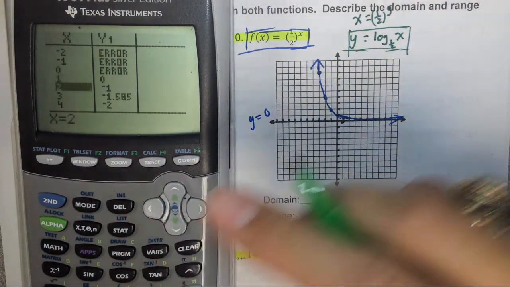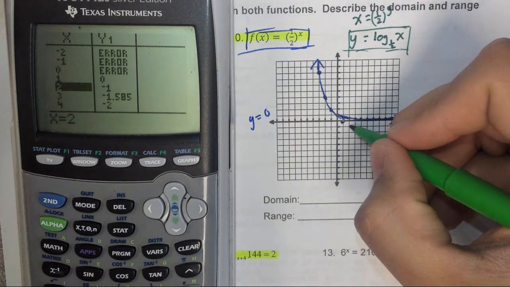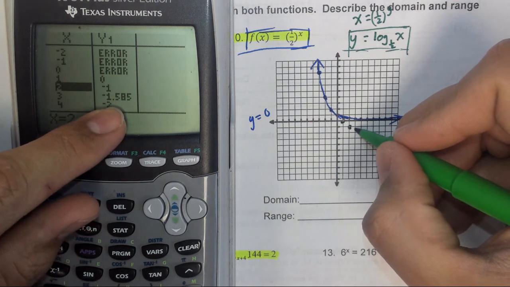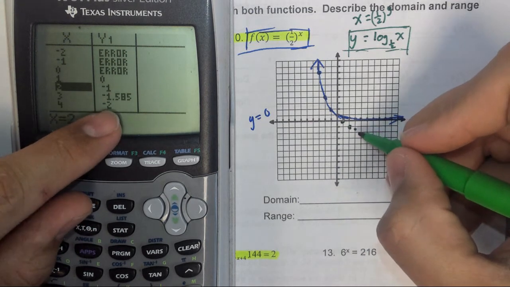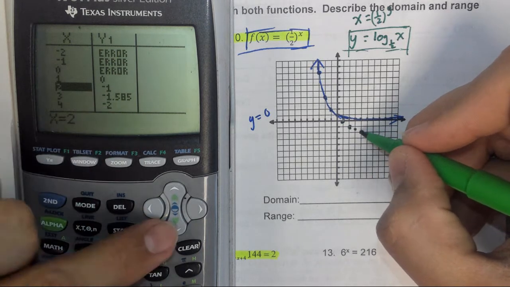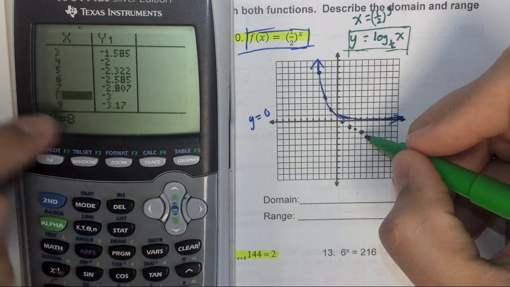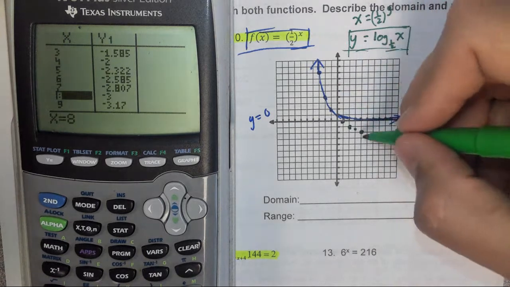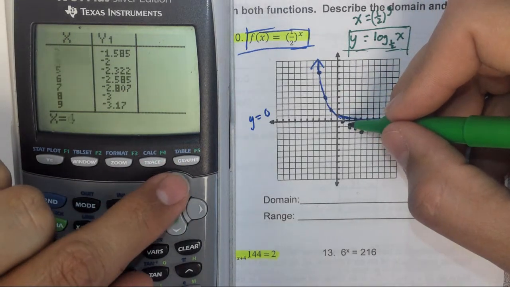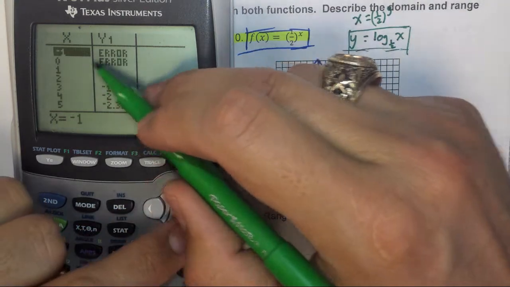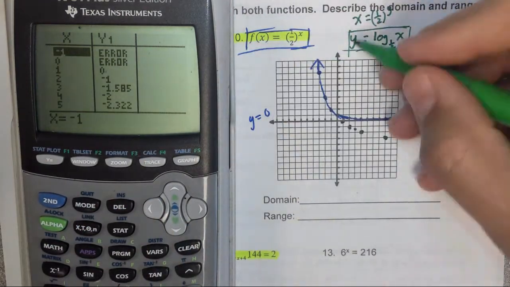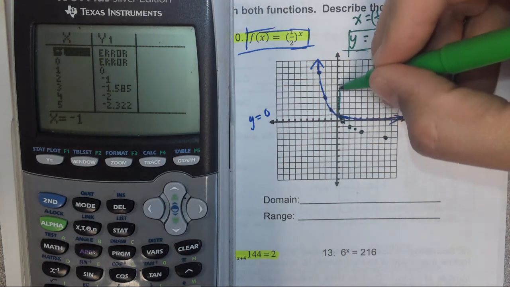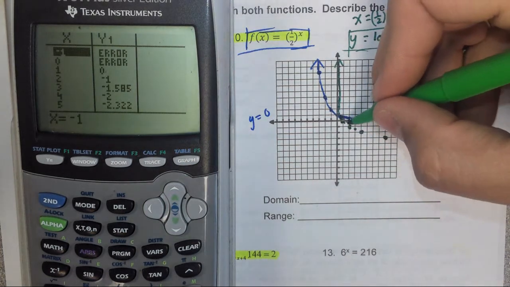1, 0. 2, -1. 3, negative about 1.5 or so. Then 4, -2. Let's see if there's any more. Alright, 8, -3. So look, I could graph those points in there. And these points, there's an asymptote here, and it looks like the asymptote is going to be 0. We'll talk about that later in the equation too. So this is going to come just like that.